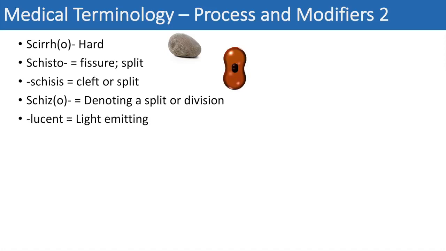So another suffix is lucent. This means light emitting. So a word you can think of is translucent or translucency. So trans means across, lucent means light emitting. So translucent simply means light emitting across something, so it's translucent.